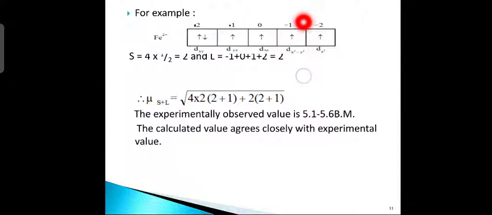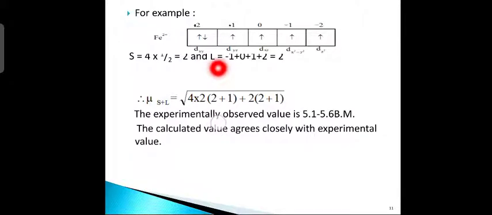Now let us consider an example of Fe2 plus. Now the overall magnetic moment of the Fe2 plus ion in a high spin complex. How do you write the electronic configuration? In the high spin complex, you can see here the dxy orbital has 2 electrons, dyz orbital 1 electron, dxz 1 electron, dx squared minus y squared 1 electron, dz squared 1 electron. Total spin S is given by 4 into half, that is equal to 2.